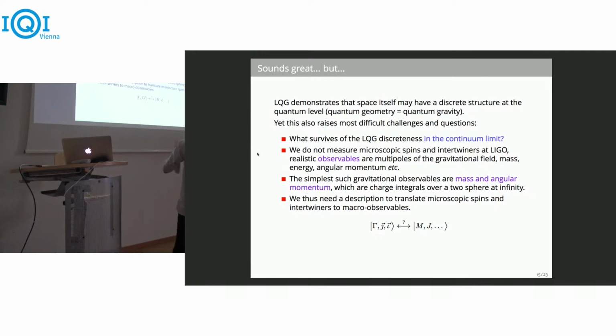Yeah, so in fact, that is precisely the point that I'm trying to make here. So the spins and intertwiners are not gravitational observables. They are not what we measure, for instance, at LIGO. What we measure at LIGO are multipoles of the gravitational field, the polarization of the graviton, the strength of the gravitational radiation, etc. And so the question is, how do we extract from these kinematical observables the physical degrees of freedom, physical observables out of these spin networks?